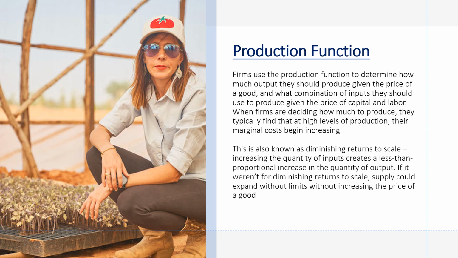If it weren't for diminishing returns to scale, supply could just expand without limits and without increasing the cost of a good. So Mira could just use the whole of Nigeria to plant tomatoes and make unlimited amounts of tomato paste. But she's not going to do that. She's going to use a production function to try and figure out how much output she should produce given the price and what combination of inputs she should use. So let's get into it.